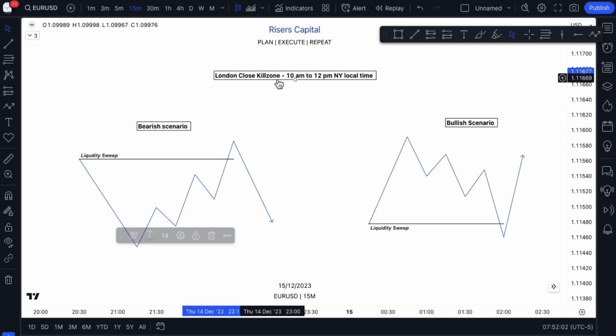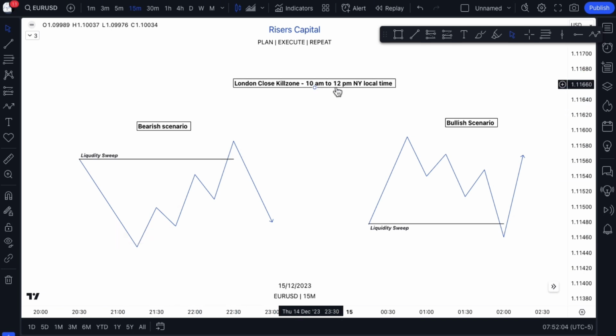Now, in the London close kill zone, during this time or before, a liquidity sweep can occur, and after that liquidity sweep, there can be a reversal. The reason there's a reversal is because the London close kill zone is the time of the day where price usually retraces back into the daily range. So there's always some sort of small reversal on most occasions.